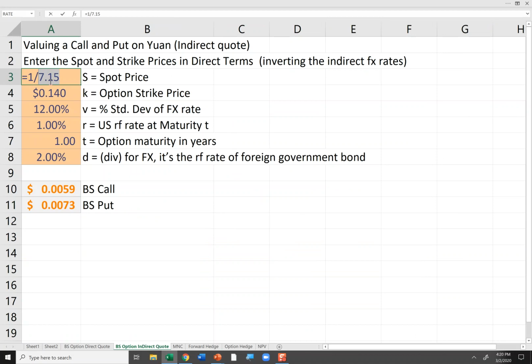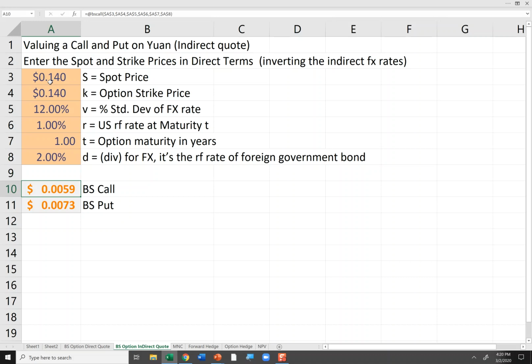For Black-Scholes to work, everything has to be in dollars. So I'm going to take 1 over 7 yuan, which is really 14 cents per yuan. Let's just pretend we're going to do an at the money call and put on the yuan. So I'll put 7.15 in again, and I'll put in the expected standard deviation of the exchange rate, the US 1 year interest rate, the 1 year option, and the foreign interest rate. So that'd be the Chinese interest rate.